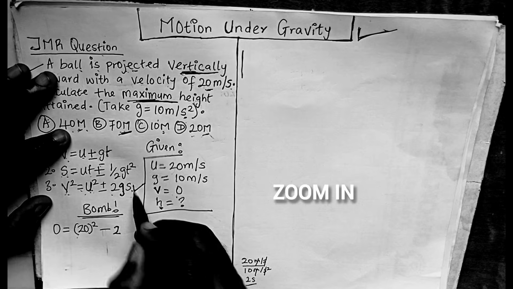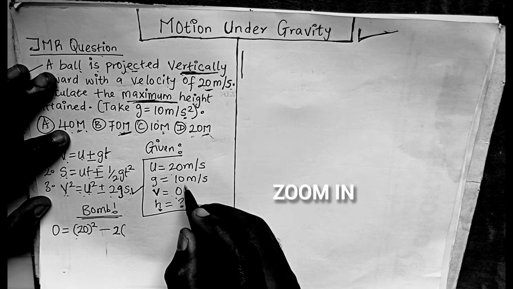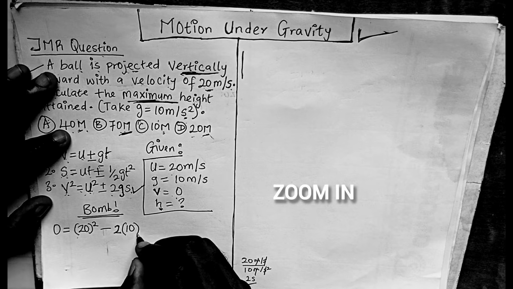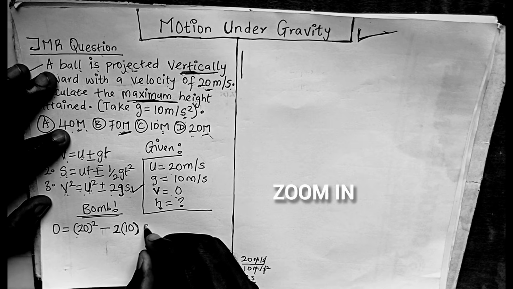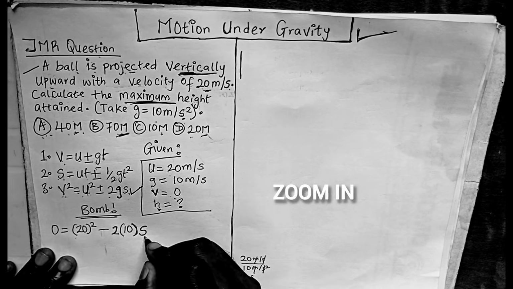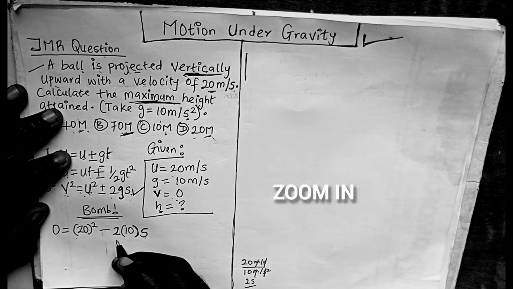Minus 2gs. What is our g? We put brackets to avoid confusion. g is 10, bracket close. And what is s? s is the height. That's what we are looking for. Okay, so the height is what we are looking for. Look at it here. So we are now going to solve this.